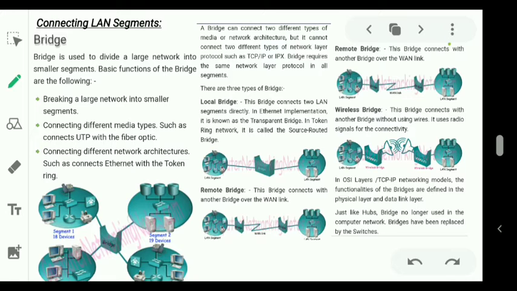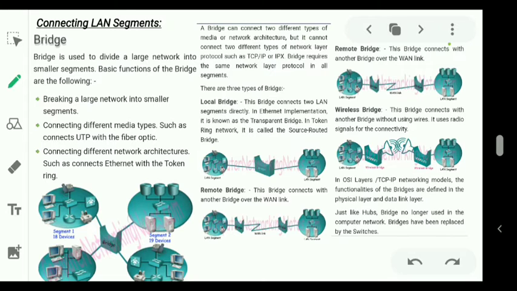We will learn about the bridge first. You are able to see the picture of the bridge over here. First we need to understand the meaning of the bridge. What is a bridge? A bridge is a device used to connect different LAN segments while passing only certain specified traffic between them. A bridge consists of two or more ports, where each port connects to a different LAN segment.